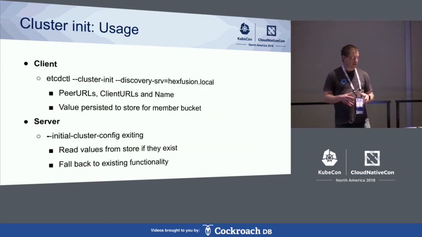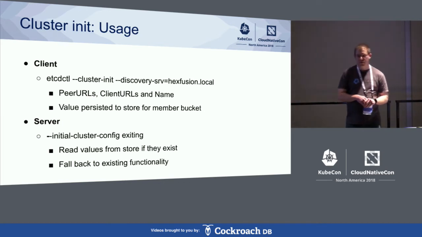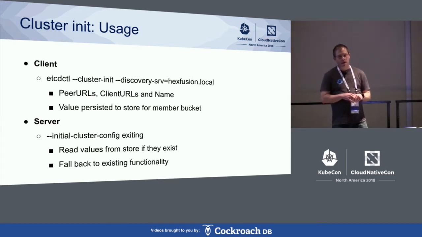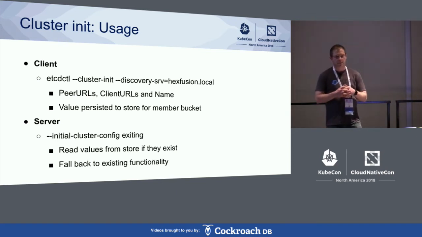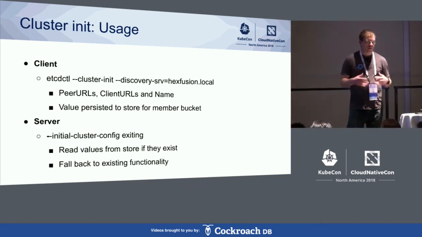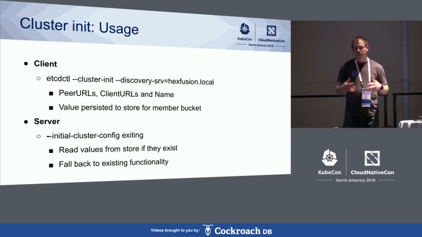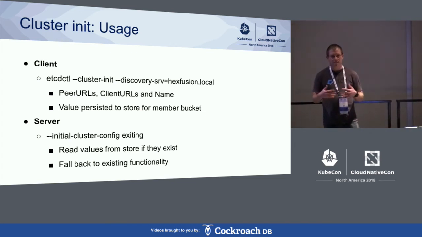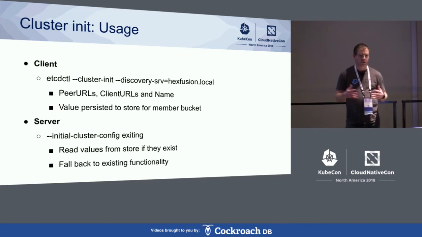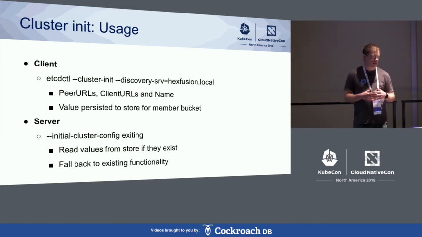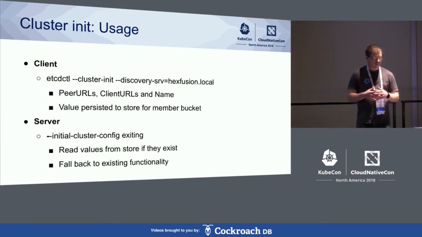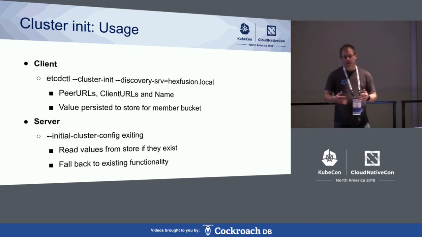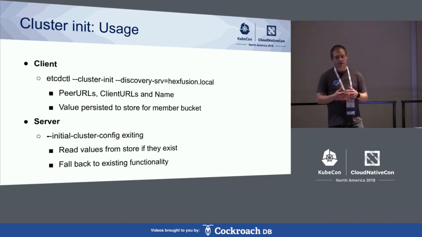Again, this is generally at a high level. The client would just have a single flag, and for those of you familiar with SRV discovery, the client already has this mechanism. So we're just going to consume the results, and from that list, we are certainly smart enough to know which IP is ours, right? Or we can do a DNS query to see which of this list represents this particular node. So we can extract that information and then persist it to the member bucket of the data store.